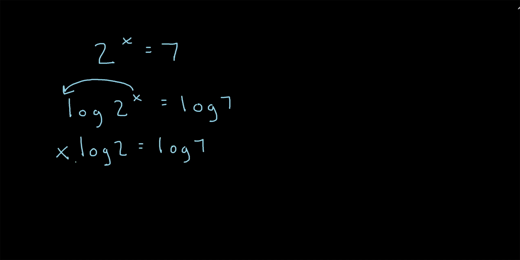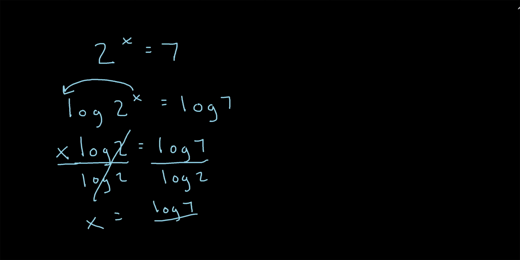And now to solve for x, we just need to divide both sides by the log of 2. So the log of 2 will cancel out on this side, and we'll be left with x is equal to log 7 over log 2. So this is our exact answer. If we were to punch this into a calculator, we would get something like 2.80735 and a bunch of other numbers. But that is what x will be equal to.